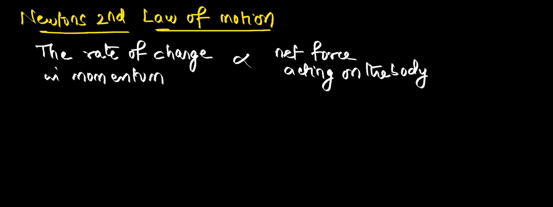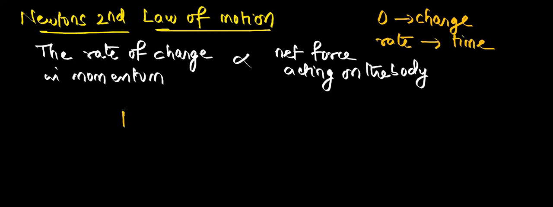So momentum symbol is what? P. Change symbol is delta. Rate means with respect to time. Now momentum is P, change in momentum is delta P. Rate means with respect to time. That means when time is changing, momentum also changes.